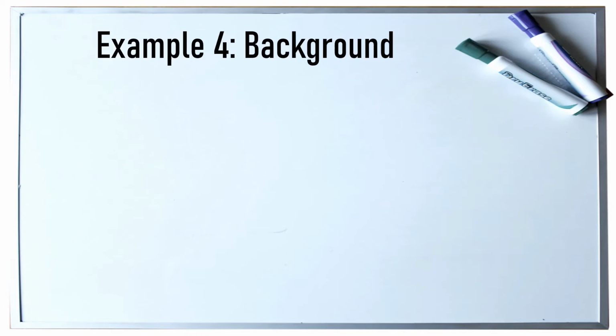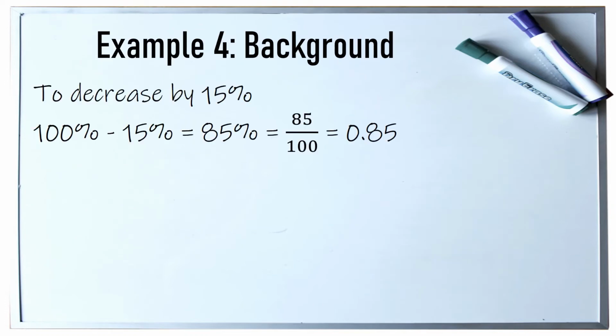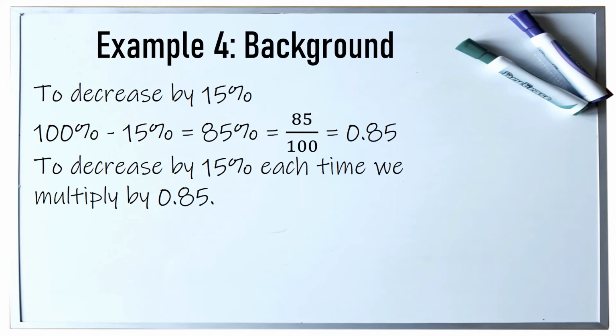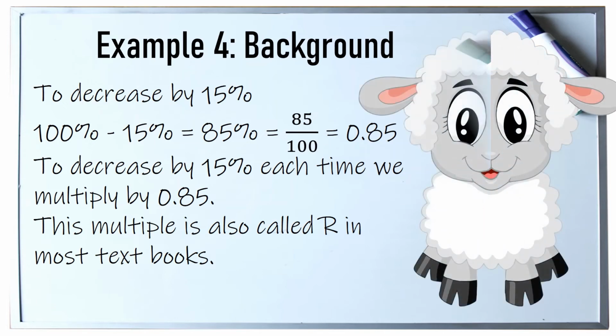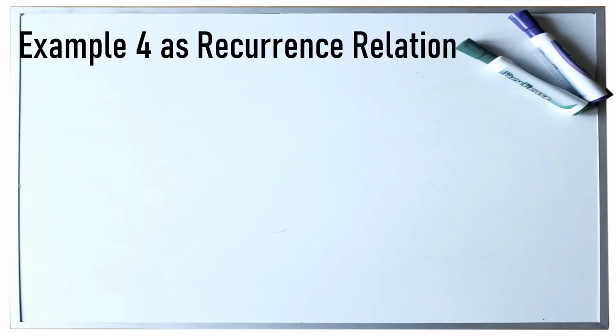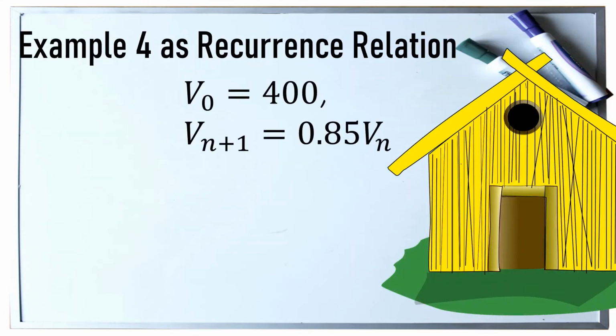To decrease by 15%, what we do is we take 15% from 100%. That gives us 85%, and 85 over 100 is equal to 0.85. To decrease by 15%, we multiply by 0.85 each time. This multiple is called R in most textbooks, just like it was for compound interest.